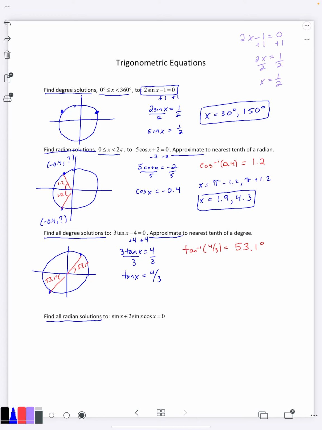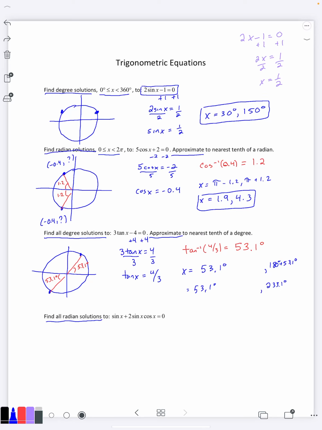Now because we're in quadrant 1, the reference angle is just equal to the angle, 53.1, and the other answer is 180 plus 53.1. And if you add those together, 180 plus 53.1 is 233.1.